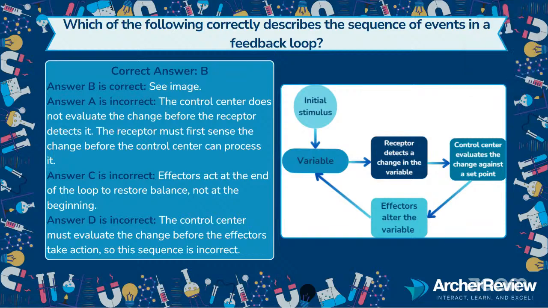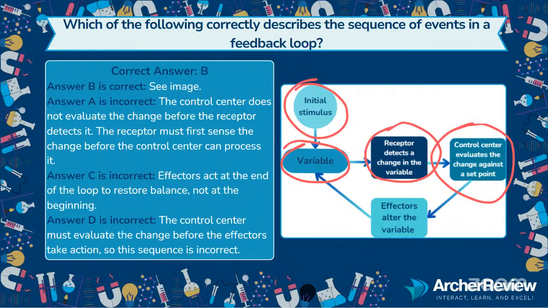So in a feedback loop, we start with an initial stimulus. Let's say it's cold outside, and that impacts a variable. Our body temperature decreases if I'm sticking with my cold outside example. And receptors in our skin notice, oh, we're cold. Receptors in our body notice our body has decreased lower than our 37 degrees Celsius or 98.6 degrees Fahrenheit. And that sends a signal to our control center, which is typically our brain. And that says, yeah, our body is too cold relative to our set point of 37 degrees Celsius.